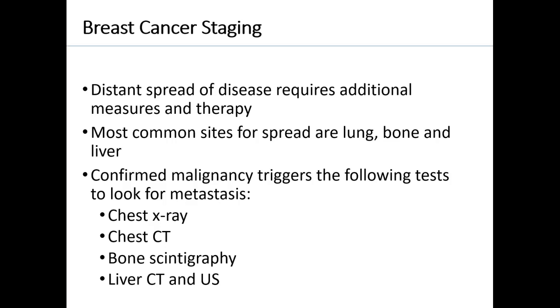So, to talk a little bit about breast cancer staging, distant spread of disease requires us to do additional measures and additional therapy. The most common sites for the spread of breast cancer are the lung, the bone, and the liver. The confirmed malignancy triggers the following tests that we will use to look for metastases. If we're looking for the lung, we're going to do a chest x-ray, which could be complemented or followed with a chest CT. If we're looking at the bone, most likely the patient is going to have a bone nuclear medicine scan. And if we're looking in the liver, we'll usually use a liver CT and ultrasound, sometimes MRI.